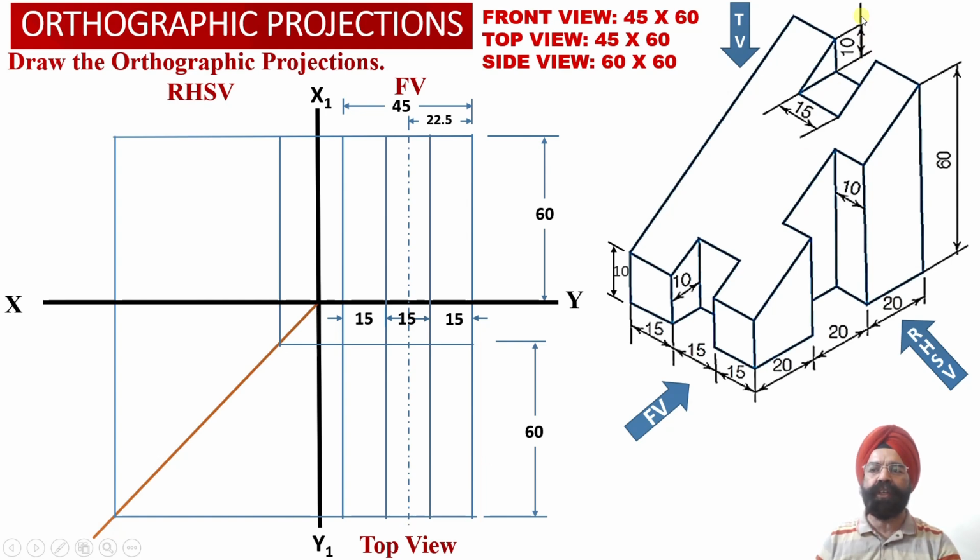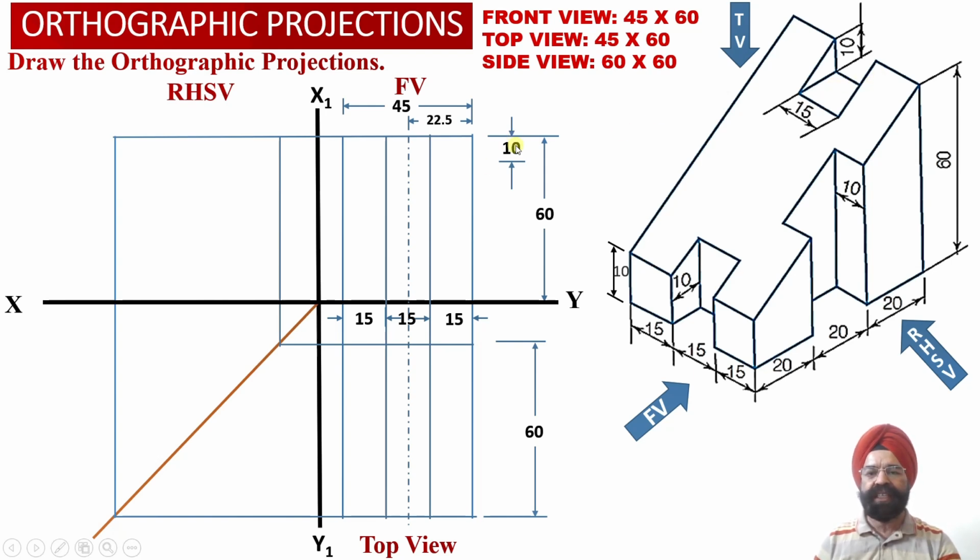Now next we observe that the distance of this flat surface from the top surface of the solid happens to be equal to 10 millimeter. So now we are going to measure a distance of 10 millimeter from the top surface of the solid, so that this segment can be located into the front view orthographic projections over here.